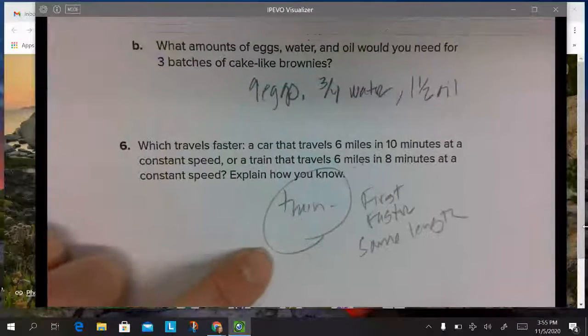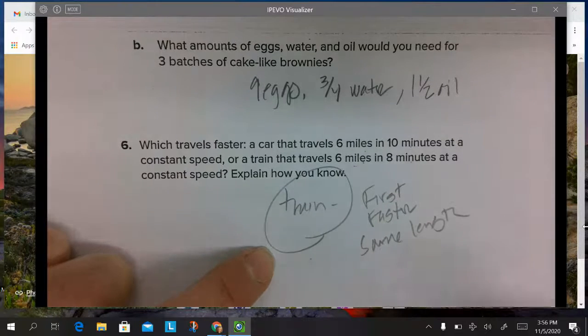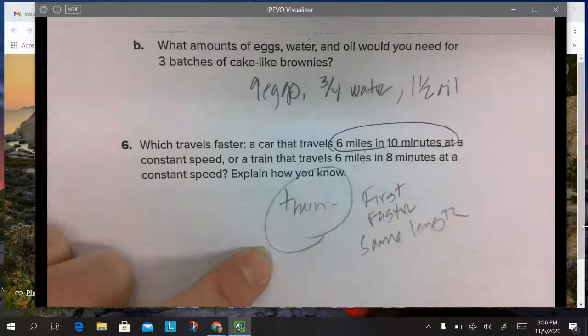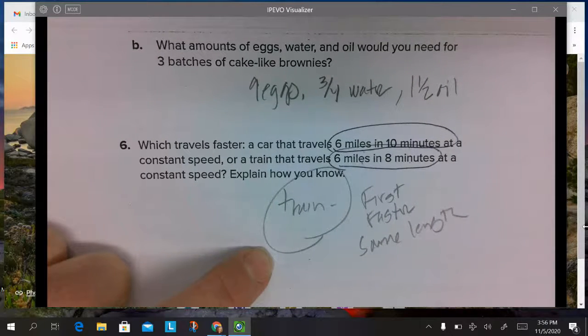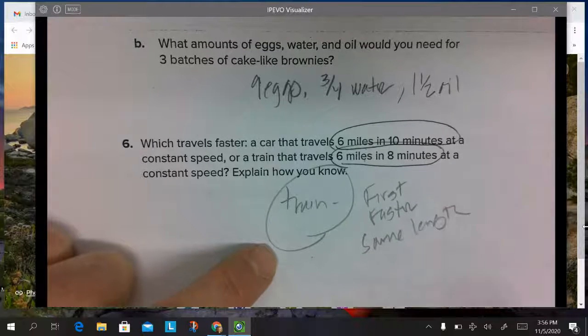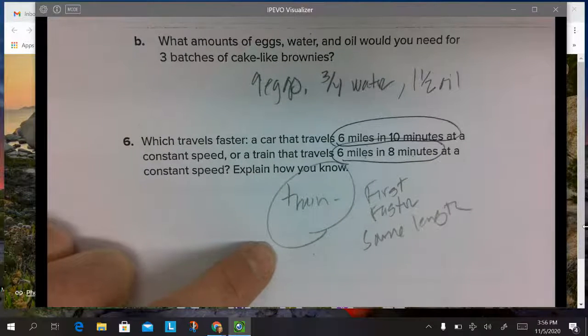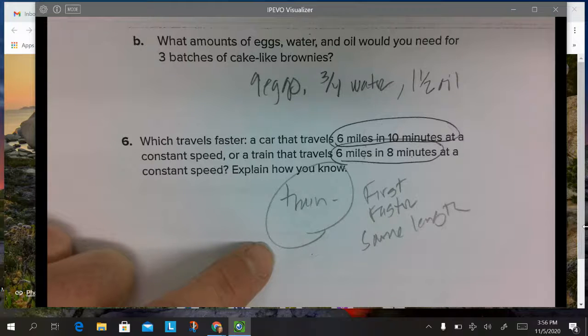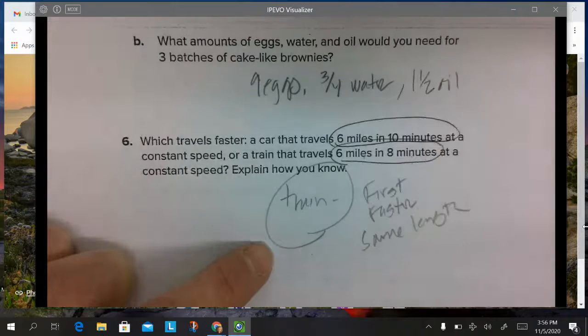Number 6. Which travels faster? A car that travels 6 miles in 10 minutes or a train that's 6 miles in 8 minutes? Who's faster? Well, the train's faster because you get there sooner. Okay? It's the same length. They both go 6 miles. This train's going to get there 2 minutes earlier. So what do you want to take to get there? I would take the train. It's faster, but maybe you want a slow ride. There you go. Maybe take that one.